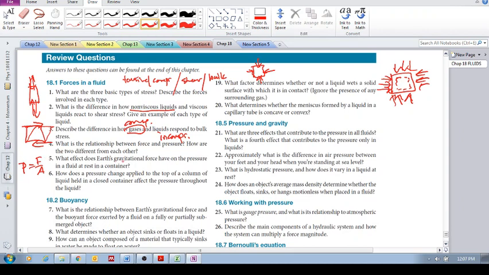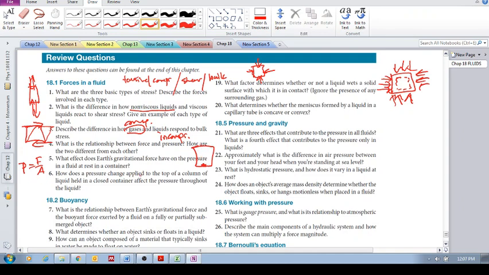5, what effect does Earth's gravitational force have on pressure in a fluid at rest in a container? Well, the deeper you go, the higher the pressure is. Okay, and so it's got this linear relationship. So the gravitational force exerted by Earth on the fluid causes the pressure in the fluid to be greatest at the bottom of the container, and it decreases with height. As it goes up, the pressure decreases.